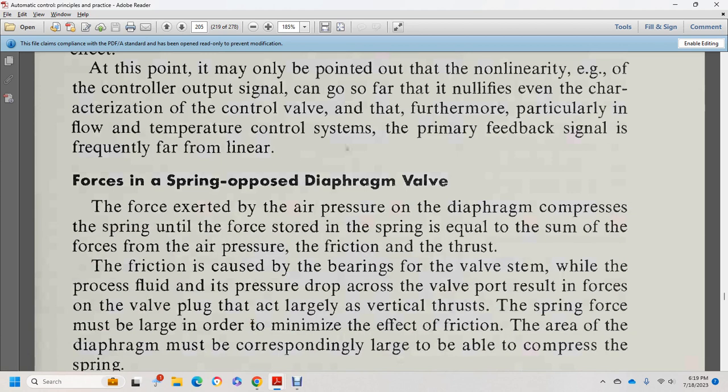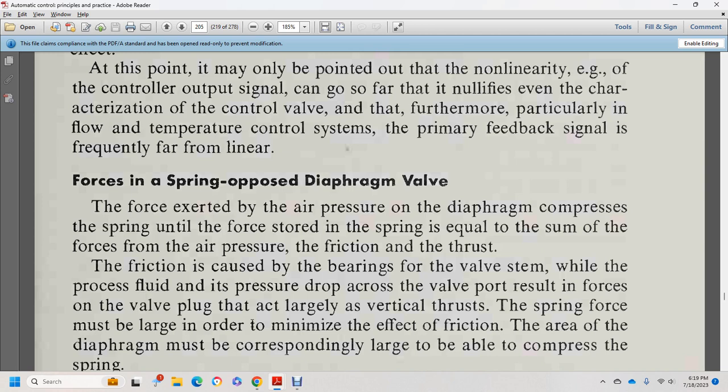The force exerted by the air pressure on the diaphragm compresses the spring, and the total force of the spring is equal to the sum of the force of the air pressure, friction, and thrust. Friction is caused by the bearings of the valve stem, while the process flow pressure drop across the valve port results in force on the valve plug. This acts largely as vertical thrust. The spring force must be large in order to minimize the effect of the friction.